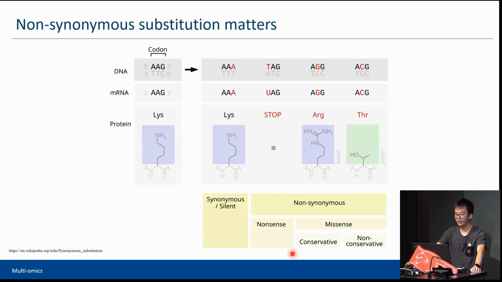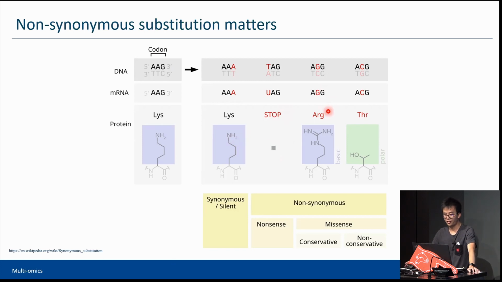So people might ignore it since it won't really change the amino acids, and so it will not change the protein sequence as well. However, some mutations might introduce a stop codon instead of an amino acid, or it will turn into another amino acid. So these are non-synonymous substitutions. They matter because they might change the protein function and further affect the biological process in the end.